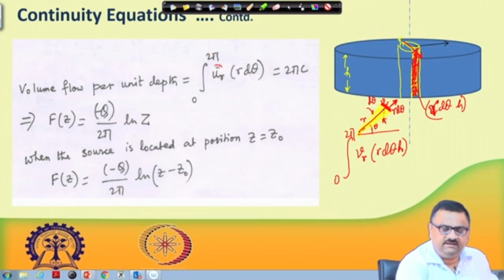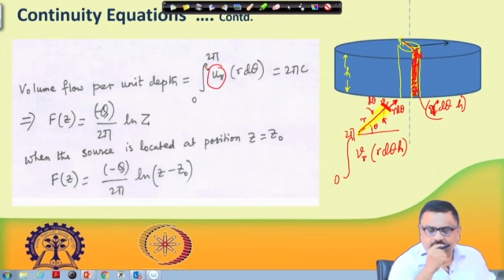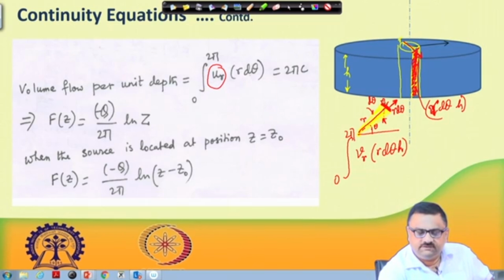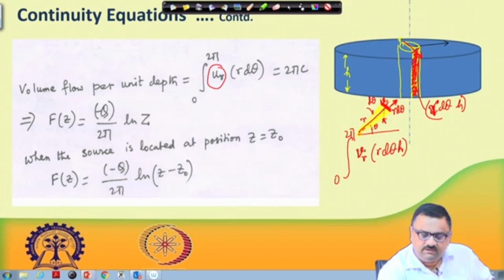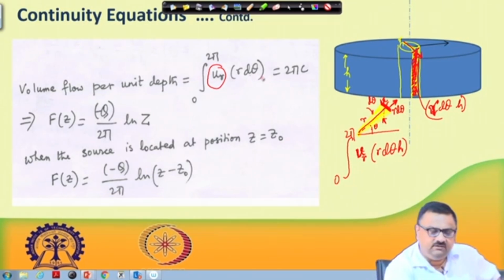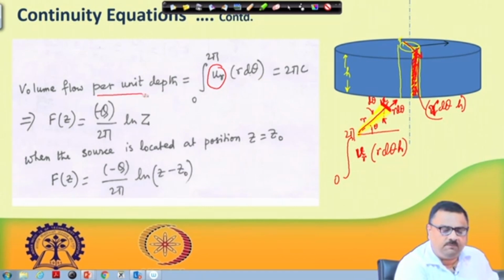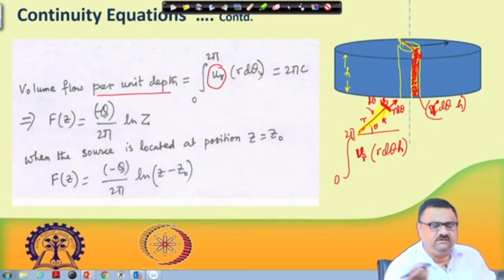That is exactly what they have done here: volume flow per unit depth. They are writing V r as U r. In fact, my earlier terminology was U r and U theta when we started working with the complex potential, so I should be writing it as U r, not V r. So, U r into r d theta into H. Since we are talking about per unit depth, H is equal to 1 in this case, so H is not featuring here.